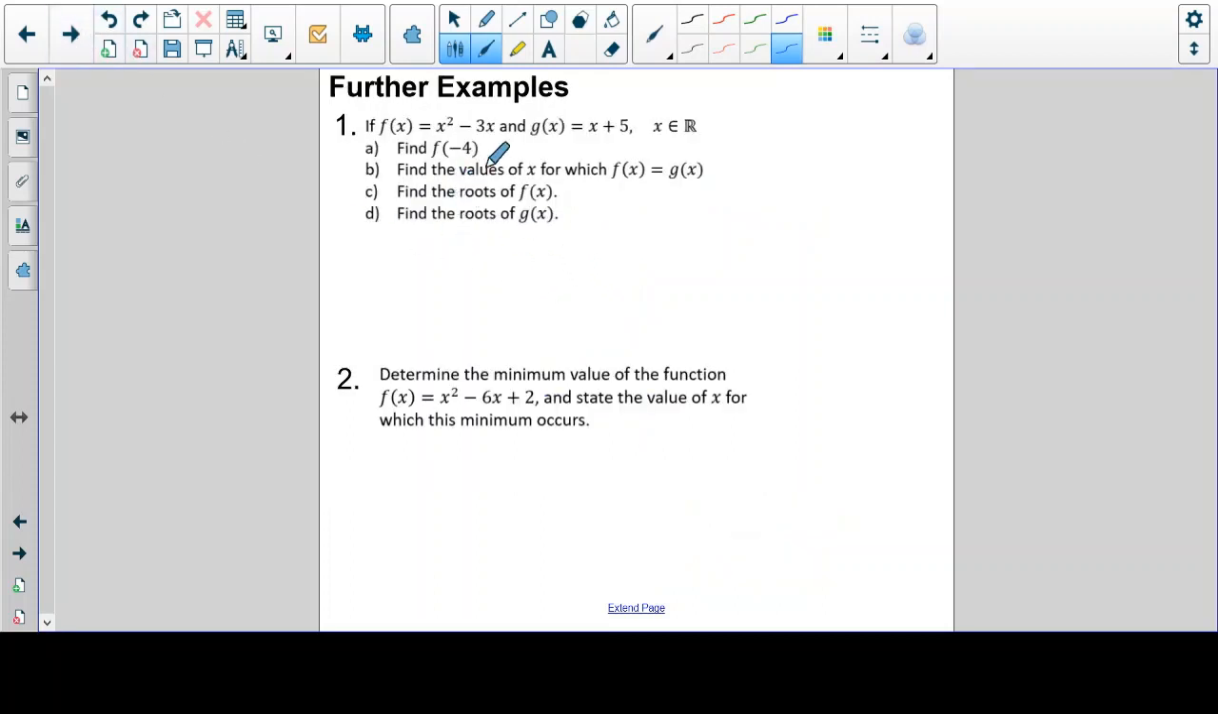Some more examples. Again, 2 functions, f and g. If you've not met this symbol before, it is formed using two lines. We often write it like that. Those are the real numbers, which are basically all the numbers you're used to dealing with: all integers, fractions, decimals, square roots.